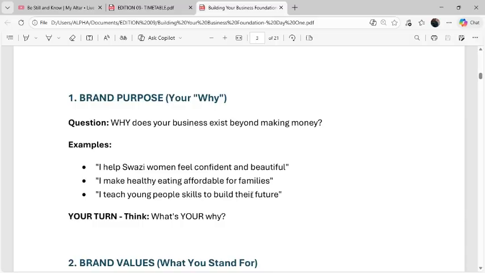Now let's look at the second one. I make healthy eating affordable for families. In as much as your goal may not be providing healthy eating and affordable things for families, the immediate the customer thinks that it is about them, you have won the customer. You get what I'm saying? You have won the customer by telling them that this is all about them.